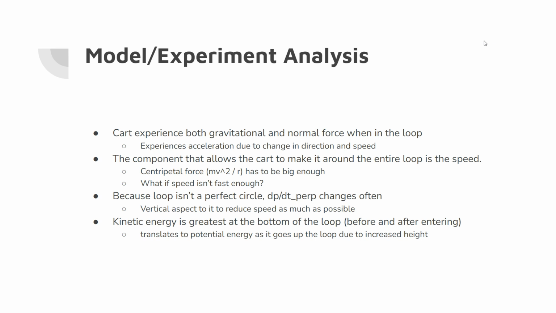And again, just to reiterate the energy principle, the kinetic energy is greatest at the bottom of the loop, before entering the loop. And this translates to potential energy as it goes up due to the increased height, as you can see from mgh. Yeah, that was it for Full Throttle. I think if anyone experiences this ride, it's actually quite exhilarating. But yeah, that was the physics behind this roller coaster. Thank you.